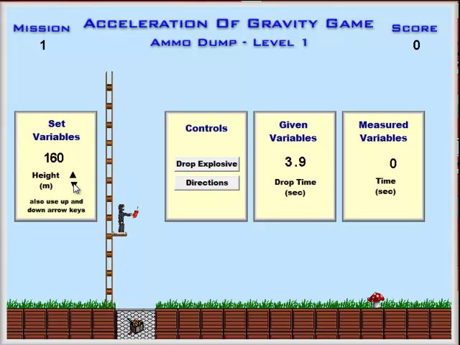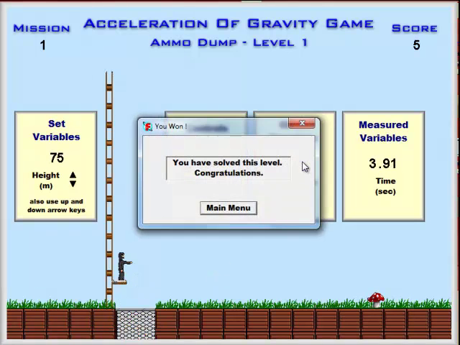So I'm going to set the height at 75 meters. And it's pretty tight, so you want to make sure that you're exact with 75. You see that this can be a little tricky. There we go. Having a hard time today. And you see the door opens at exactly 3.9 seconds, and you have solved the problem.